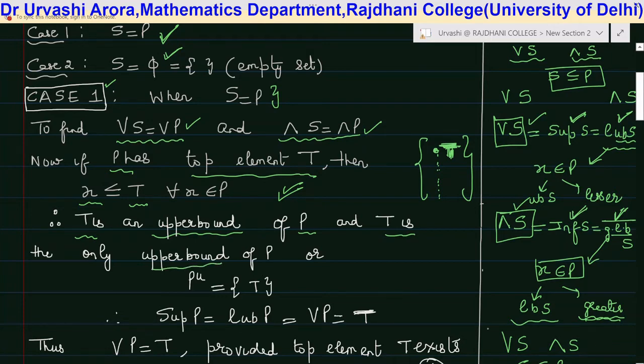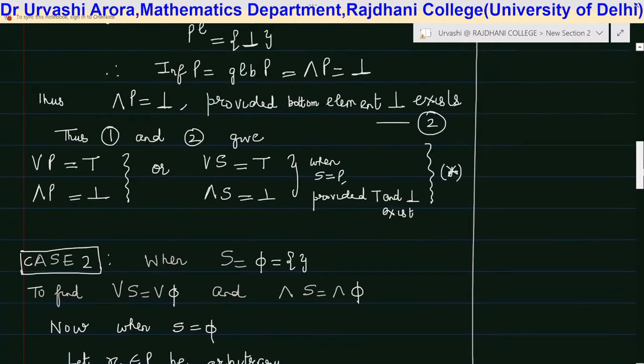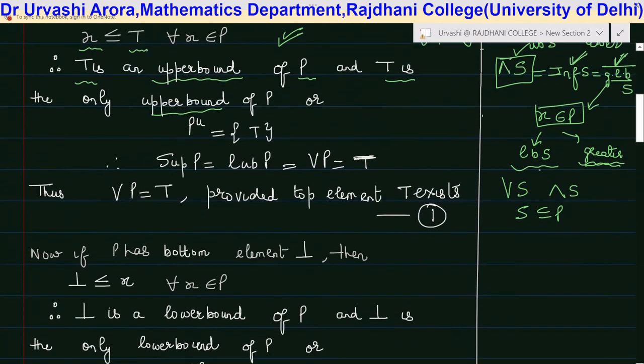Now because T is the only upper bound of P, if you collect all the upper bounds of P, which means that if you consider the set PU, this particular notation was used in my earlier videos. PU is the set of all upper bounds of P. So if you collect all the upper bounds of P and want to find out what the elements of PU are, then we will see that the only element PU will have is T, because T is the only upper bound of P.